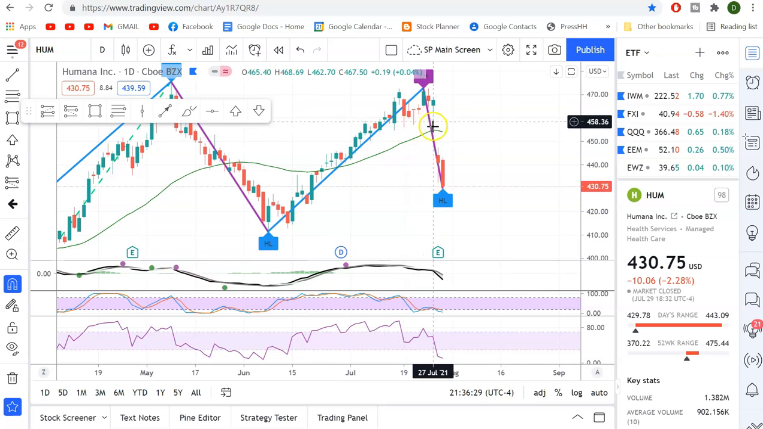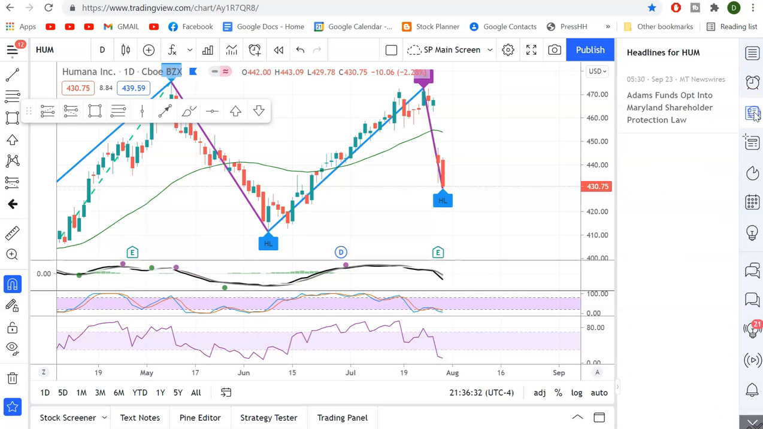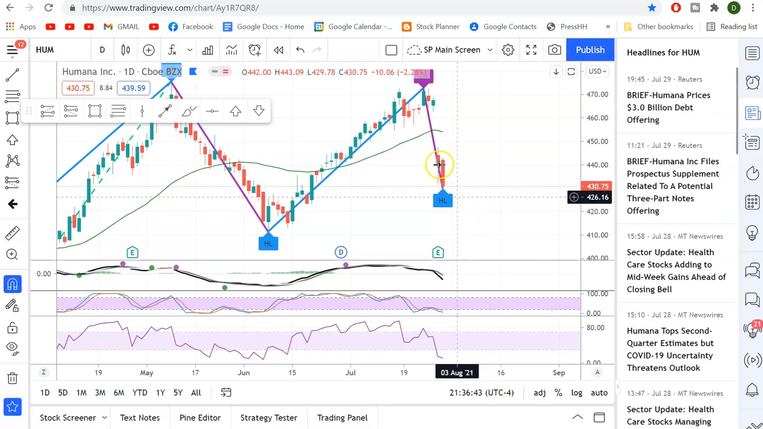The earnings were not all that bad, I don't think. It topped the estimates, yet still went down. It gapped down. This is a healthcare stock, a healthcare provider. I like it because it does these nice swings.